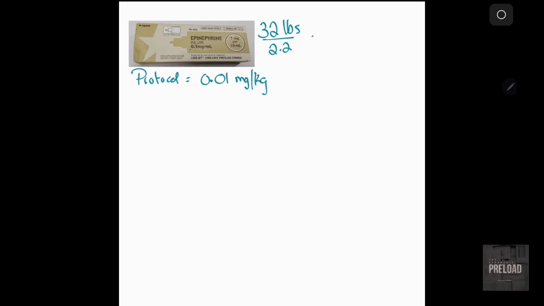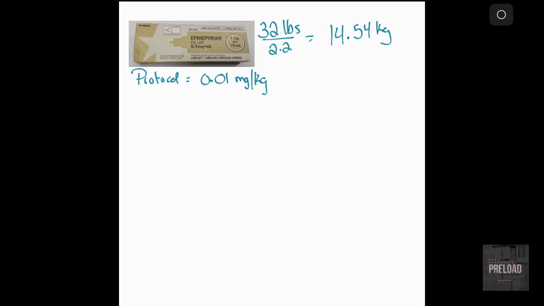And what you should get is your kilograms, which would be 14.54 kilograms. So for the sake of doing math in front of everyone, I'm going to continue using the 14.54 throughout, and then we'll talk about the number and the outcome when we get to it here, and how we do this in the field versus on paper.